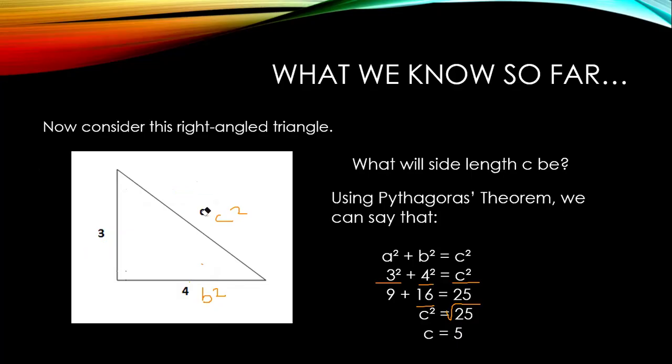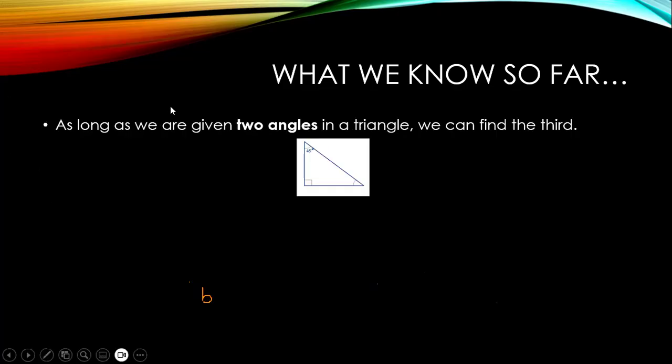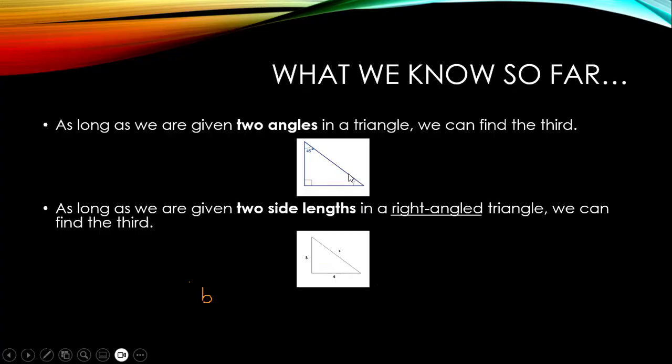Let's rub this off nicely, and then we can go to the next slide. So that will now be telling us about what we are learning today. So we know that as long as we are given two angles in a triangle, we can find the third angle. And when we are given a right angle, we can find the third side using Pythagoras theorem that we did in the last one.